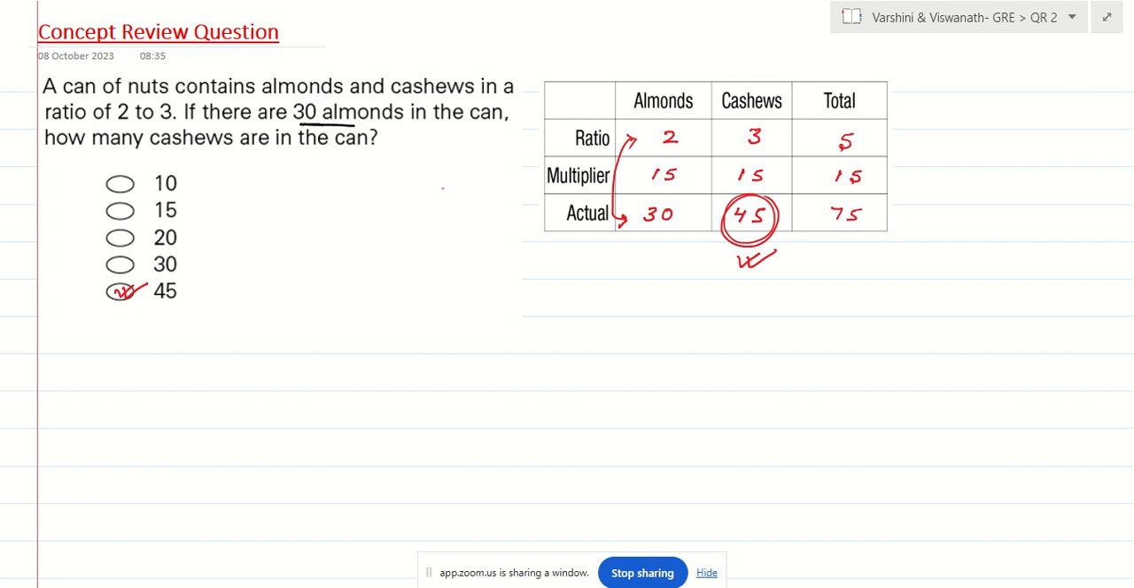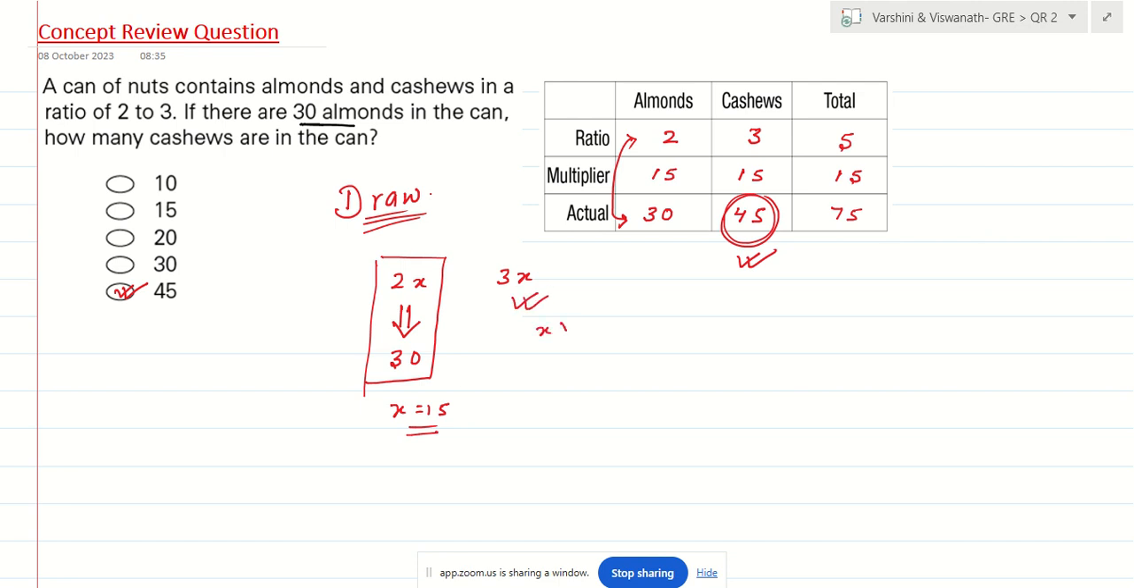Makes sense? So drawing a ratio box is very, very important to make it simpler. Otherwise also I can do it. I can say 2x and 3x, right? That is the given ratio. And 2x here is almonds, and 2x is given equal to 30. Correct, no? So I can find the common multiplier from here, which is x equals 15. I'll equate, and that's all. I'll plug in x equals 15 here. I get my answer: 15 into 3, 45.